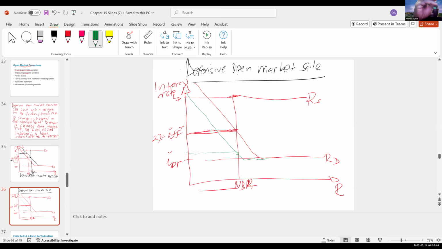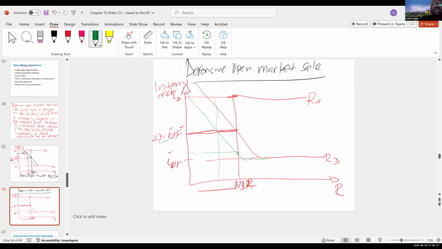But the Fed has set a target on the interest rate. How can the Fed defend that interest rate? The Fed is going to pursue what we call a defensive open market sale. They're going to sell bonds, because if they sell bonds, that's going to lead to a decrease in the what?